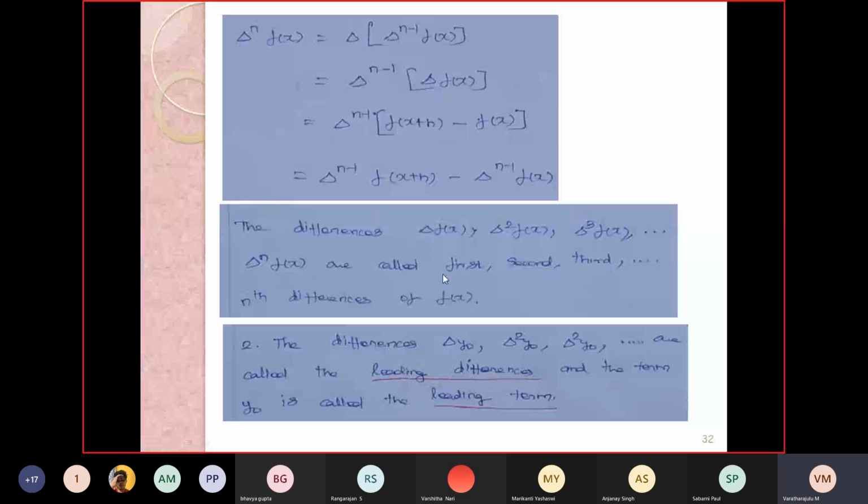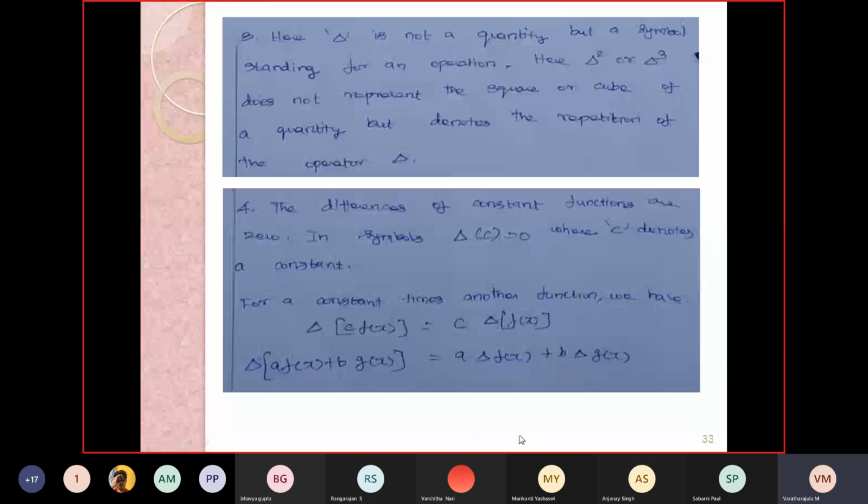And here the differences delta f of x, the second difference of f of x, and so on are called the first, second, third, and nth difference of f of x, as I said earlier. The terms delta y naught, second difference of y naught, and third difference of y naught are the leading differences, and the term y naught is called the leading term. We need to remember the terms leading term and leading differences.